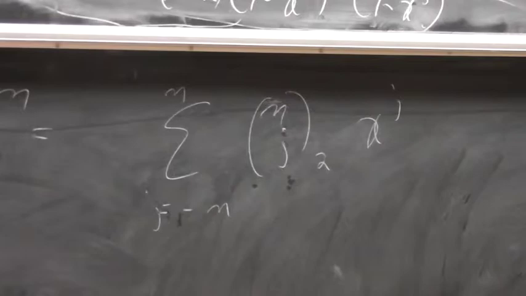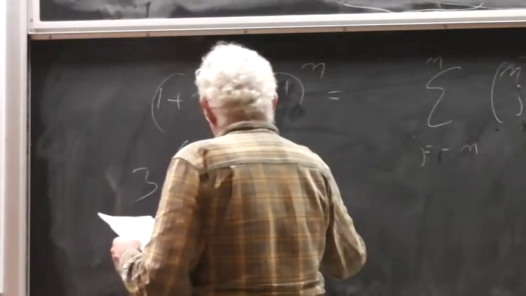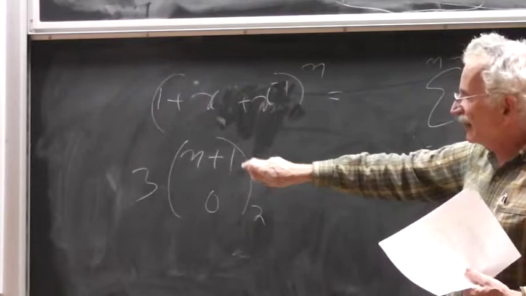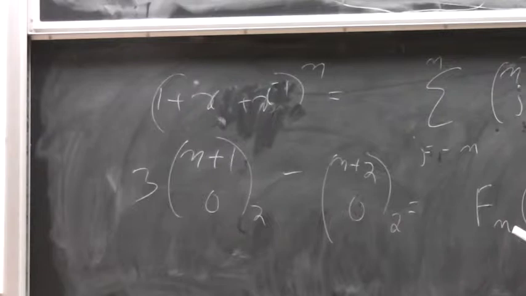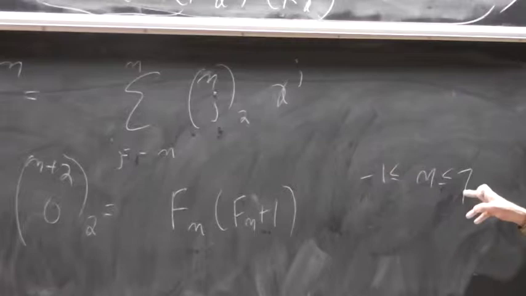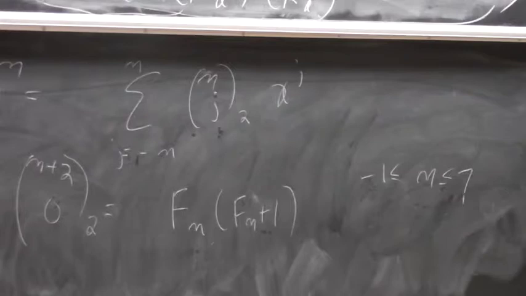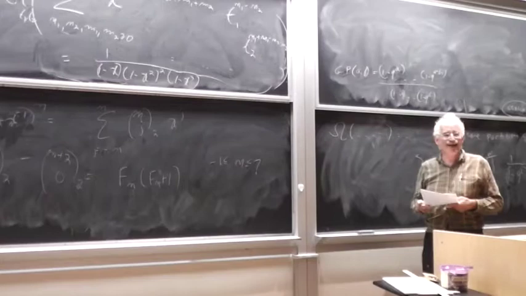And Euler, a long time ago, was playing around, and he made the following observation. The central trinomial coefficient, n plus 1 choose 0, or 2, is amazingly the product of two Fibonacci numbers, F_n and F_(n+1). And he tested it for n between minus 1 and 7. That's 9 special cases, and it was right. So Euler said, wow, it must be true for all n. But then Euler checked it for n equals 8, and it was off by 1.